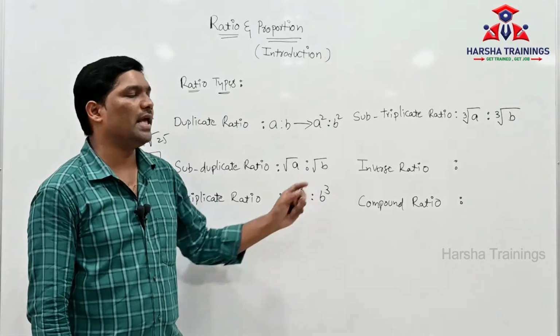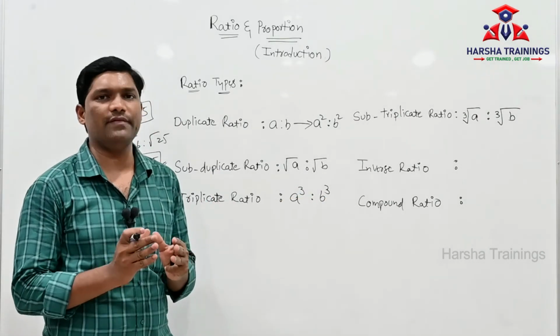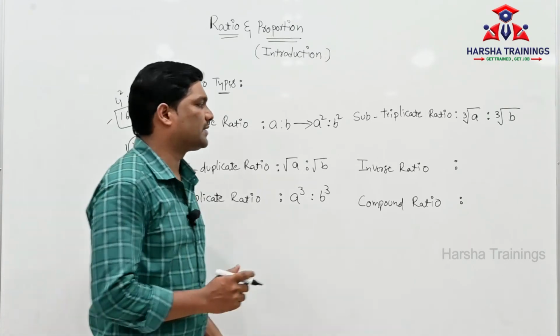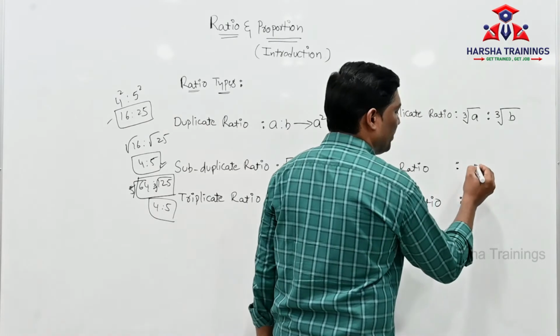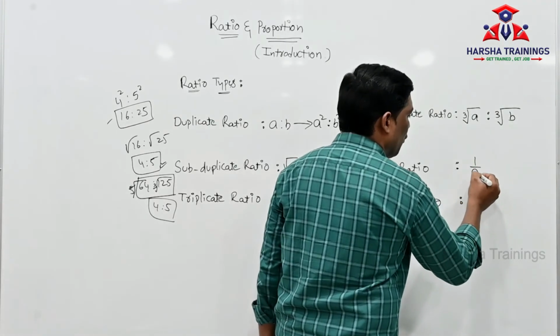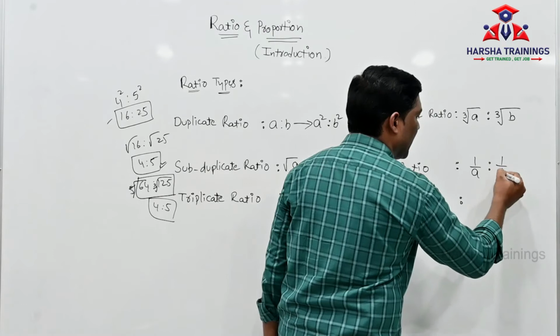And next, move on to the next point, inverse ratio. It's a very important point, guys. For example, A is to B, the inverse ratio is 1 by A is to 1 by B.